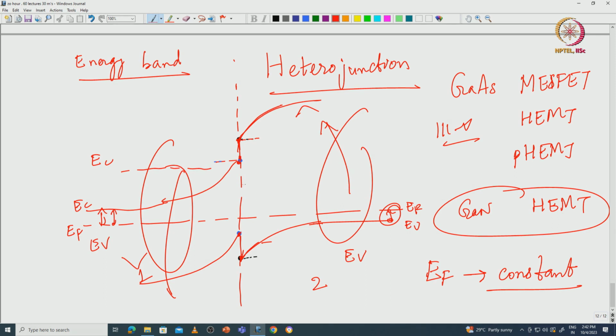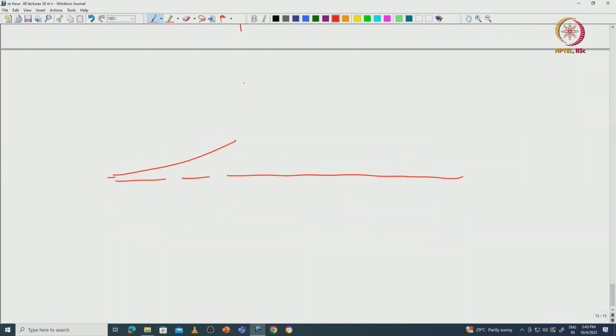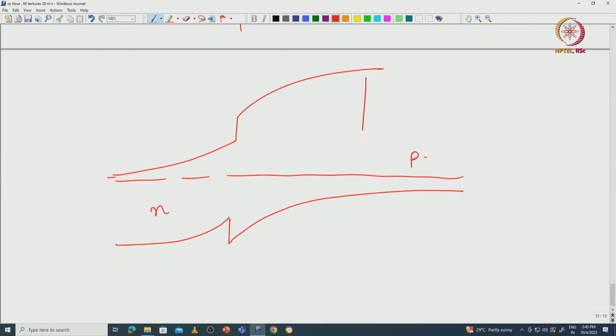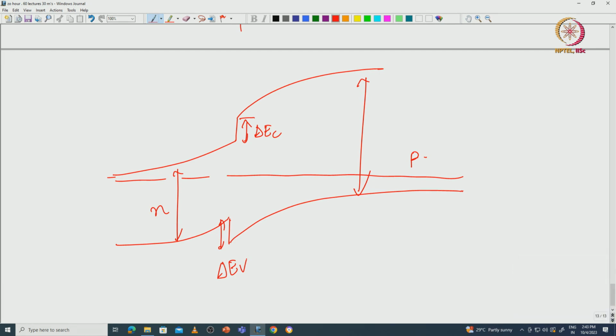So eventually what happens is that if I go to the next page, it looks like you have a Fermi level, and then you have the valence band coming up like that, and they join here, looks like that. So this is P type, this is N type, this is a wider band gap, this is a narrower band gap. This discontinuity is called delta EC, the conduction band discontinuity, and this is your delta EV, which is the valence band discontinuity.